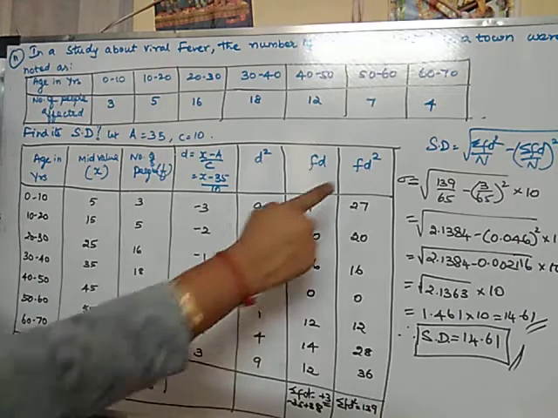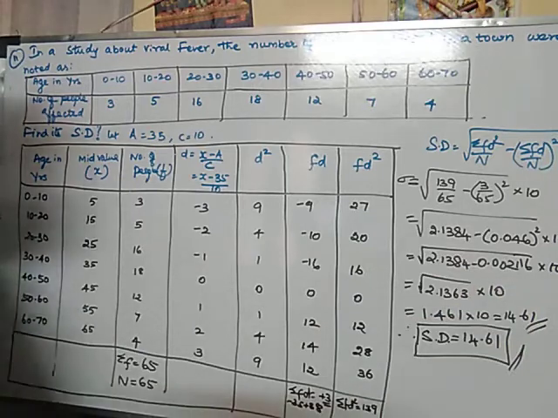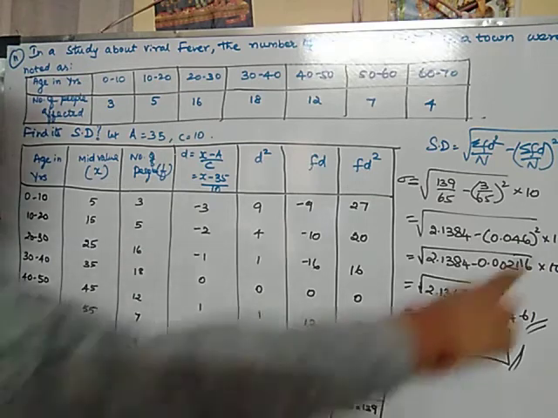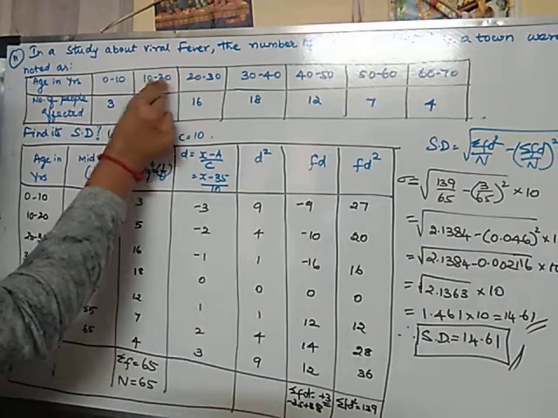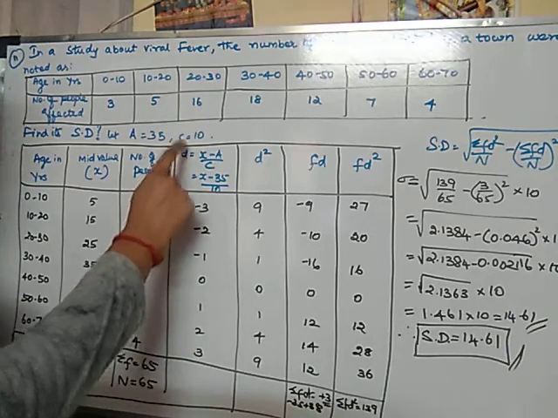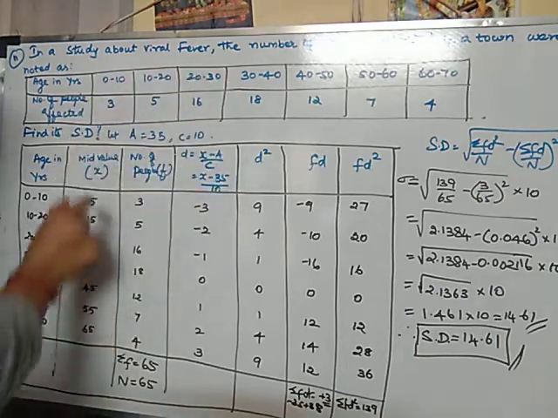So, you know the standard deviation formula: square root of sum of fd square by n minus sum of fd by n the whole square into c. So, here in the formula, whatever you need, you have to find it. You need c, is it not? C is your class width, the difference between the class intervals. That is what your x data's difference is. C is 10. Now, x data are given in intervals, you find the mid values.